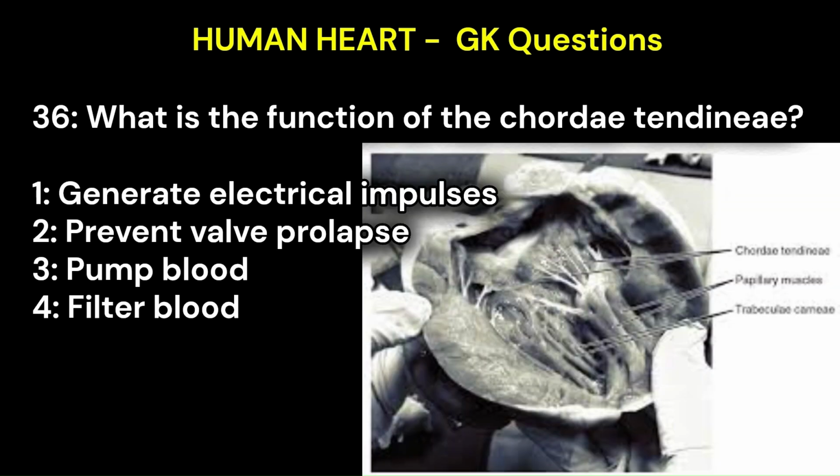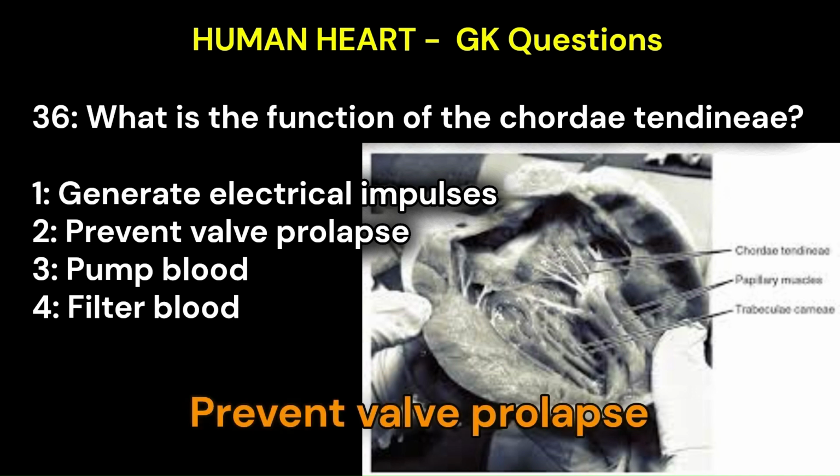Question number 36. What is the function of the chordae tendineae? The options are: Option 1, generate electrical impulses. Option 2, prevent valve prolapse. Option 3, pump blood. Option 4, filter blood. The correct answer is prevent valve prolapse. These tendon-like cords anchor the AV valves, mitral and tricuspid, to papillary muscles, preventing inversion during ventricular contraction.